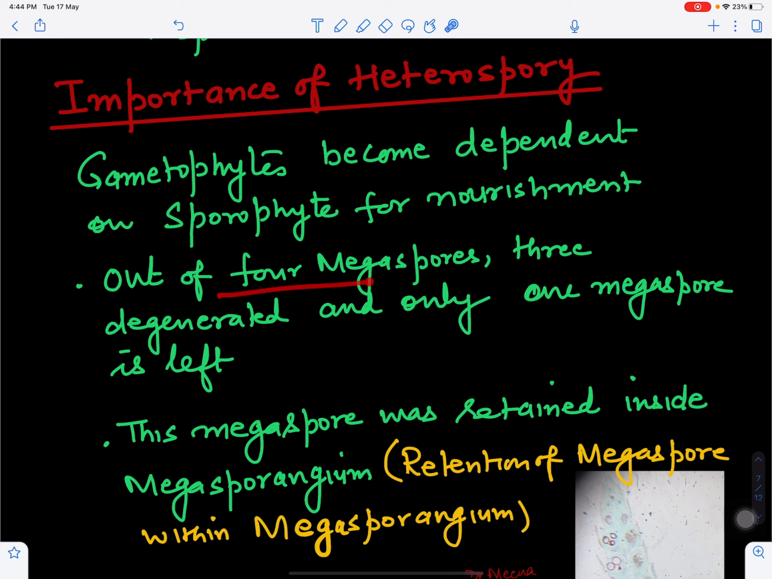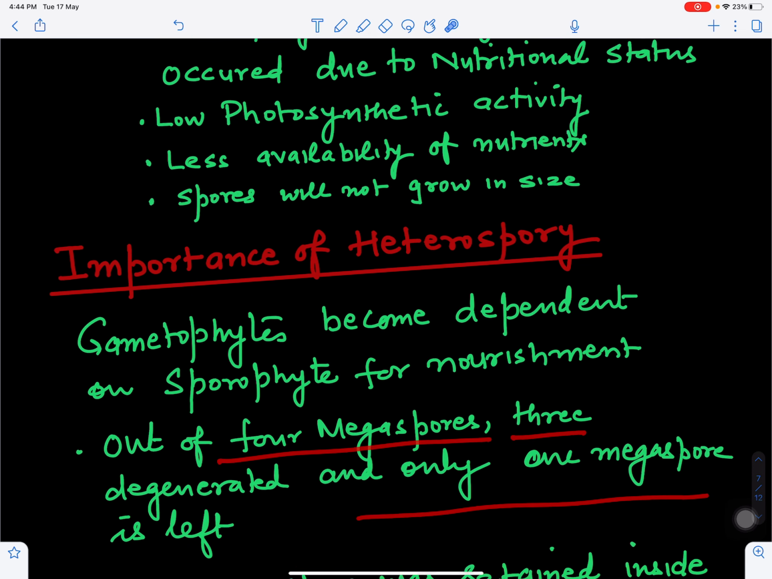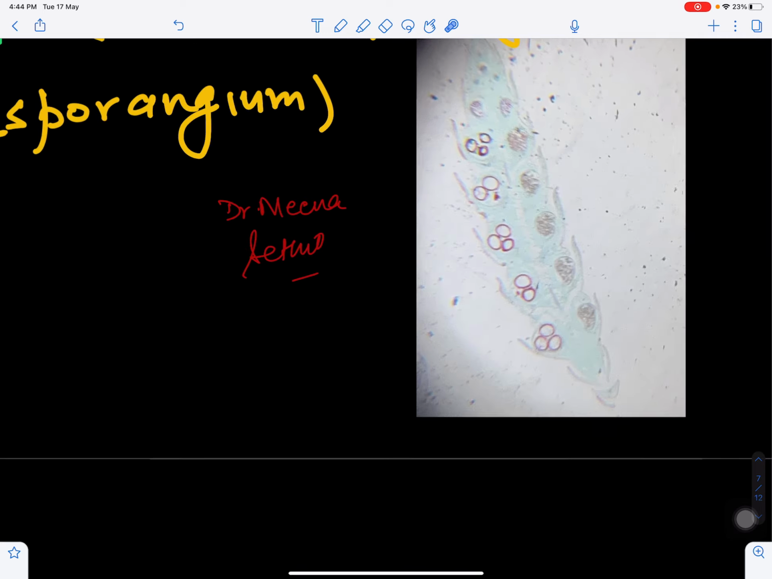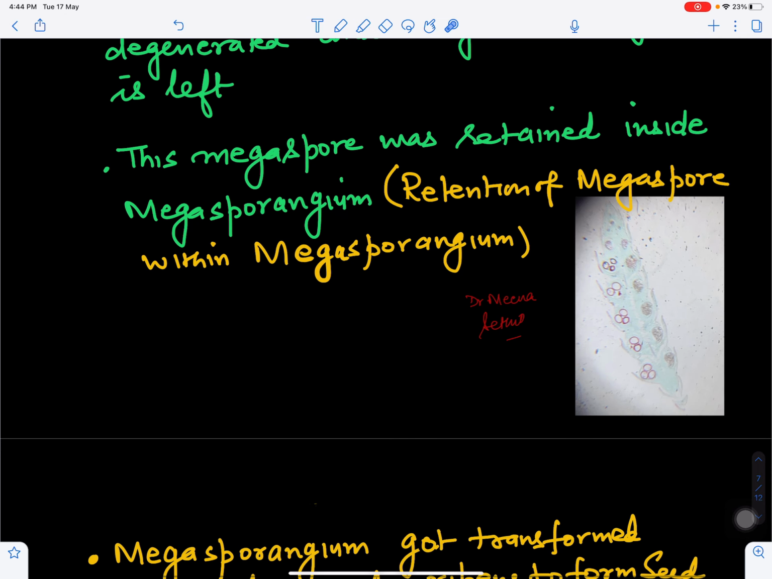तो 4 मेगास्पोर में से 3 जो हैं वो डिजनरेट हो जाएंगे and only 1 megaspore is left. Like we saw here, these are 3 and 1 is present on the other side. चारों में से out of the 4, 3 will degenerate and 1 will survive, and this will become functional. So this is a very important step. So the 1 which remains functional, now that megaspore will be retained inside the megasporangium.